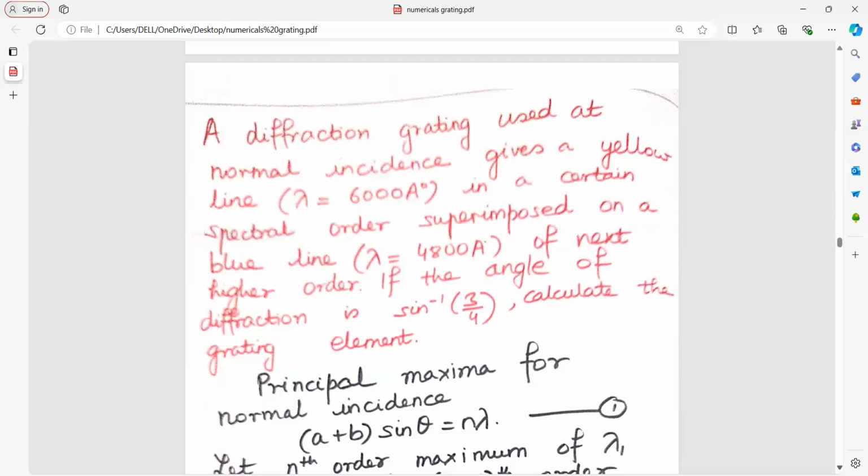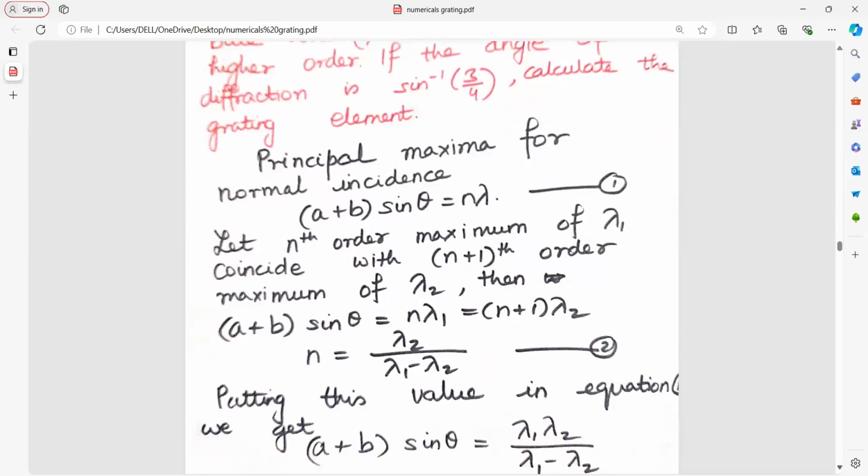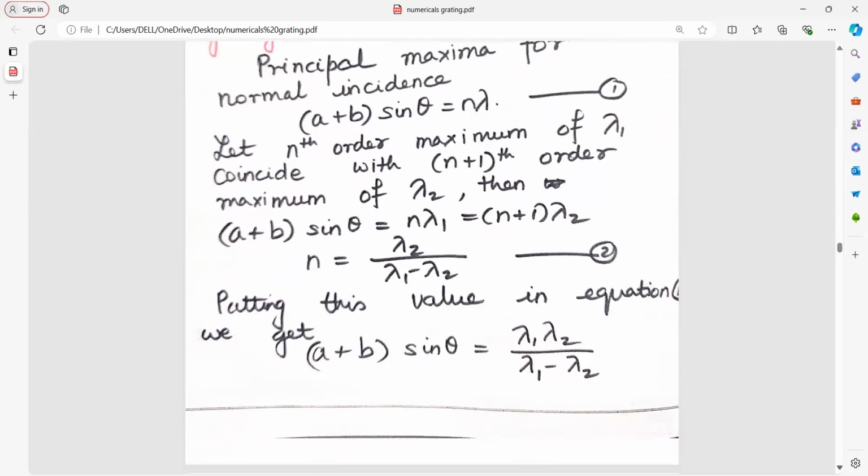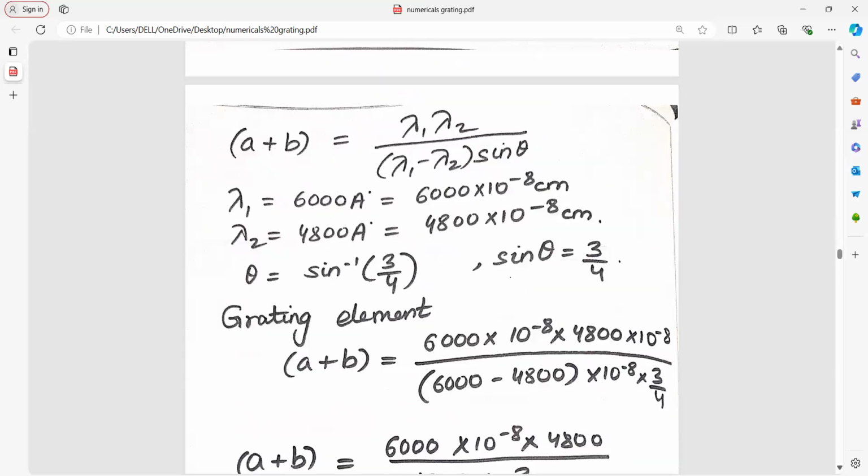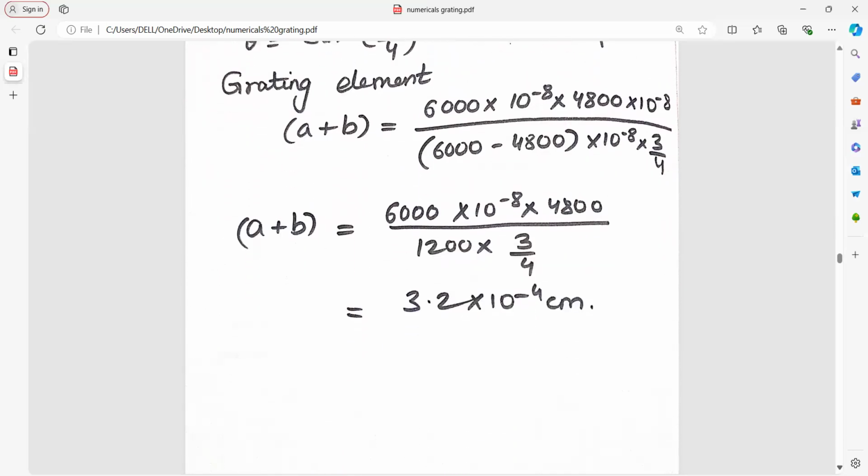Diffraction grating is used at normal incidence. It gives a yellow line of so much wavelength. Calculate the grating element. Principal maxima for normal incidence has been given. Nth order maxima of lambda 1 coincides with n plus 1th order maxima of lambda 2. So your equation becomes this much. Putting this value in the equation, we get the answer. Grating element value you find out. Straight away, 1 angstrom is 10 to the power of minus 10 meter, 10 to the power of minus 8 centimeter, and you get your answer for grating element.